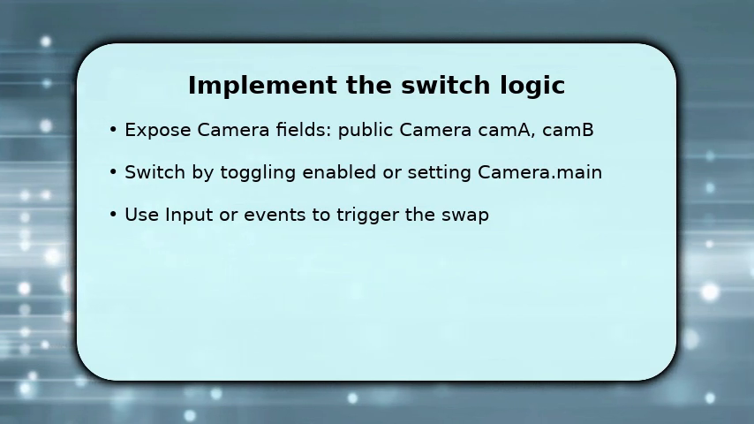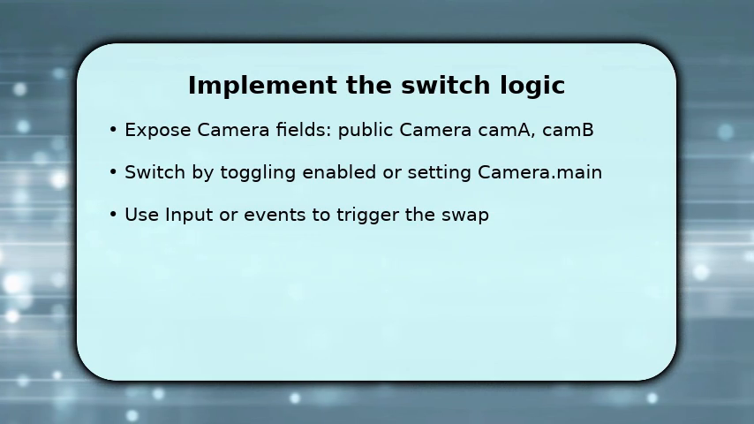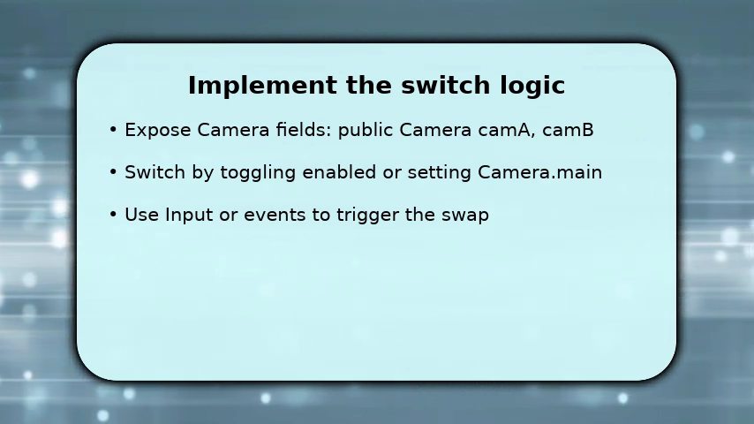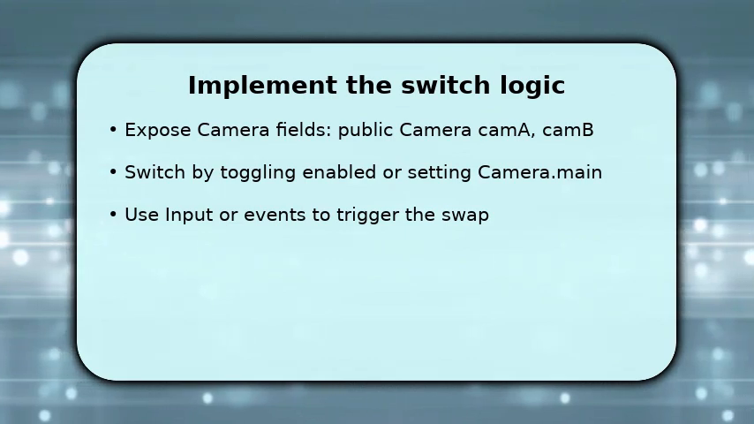Use Input.GetKeyDown or hook into game events to call ToggleCamera. Make sure to reference the actual camera components in the inspector before testing. You finish by wiring and testing.